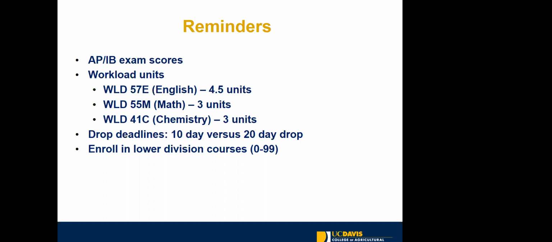And then we want to encourage you to please enroll in lower division courses. So those are classes numbered 0 through 99. For example, if you have a Stats 103, that's going to be an upper division class, and you're going to wait to do that until your 3rd or 4th year. So you just want to make sure that you're remaining in lower division classes. That's really going to set you up for success moving forward.